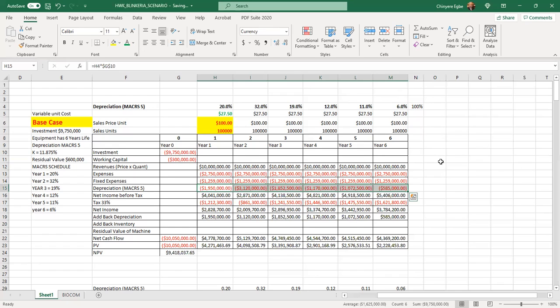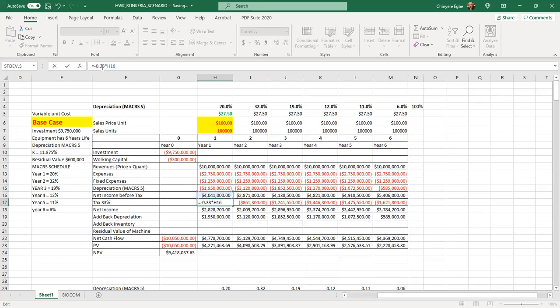All right. So this is the net income before tax. Net income before tax, of course, is the revenue minus the expenses. Okay. And you can take H12 through H15. Okay. And so you have tax. Tax is 33%. Let's see, 0.33.